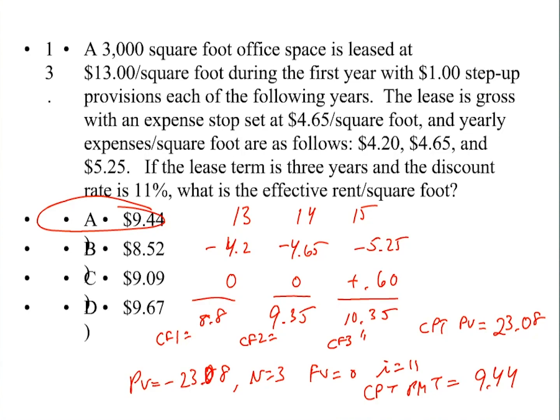We need to compute what is the present value of these 3 cash flows at our 11% discount rate. We put 11% in as the interest rate, compute the present value, and we get $23.08.